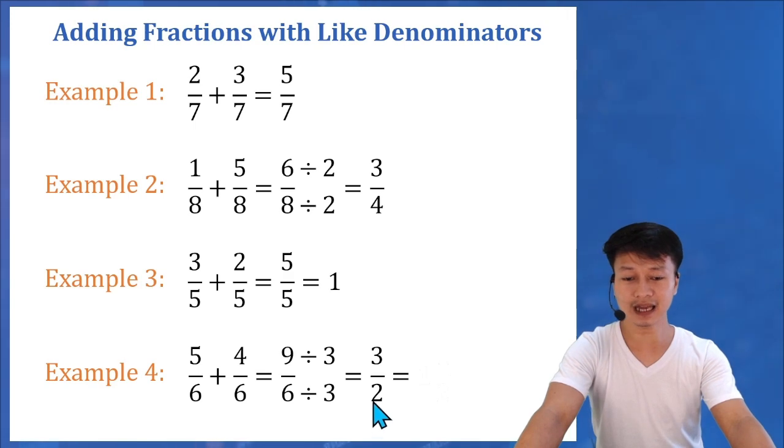Ask yourself, how many 2s are there in 3? Probably your answer is 1. 1 times 2 is 2. How many more are needed to make 3? Of course, that is just 1. So 1 is the numerator of the fraction part, over the denominator of the improper fraction we are trying to simplify, which is 2. So the final answer is 1 and 1/2. Okay, so that's how you are going to add similar fractions.